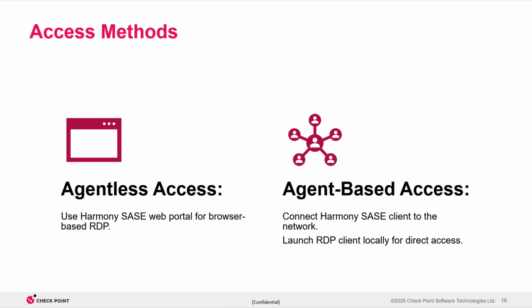Agentless access is perfect for users who need quick browser-based connectivity without installing software. Agent-based access, on the other hand, is suited for employees who require full-featured native access to the internal applications. Both methods ensure secure and seamless connectivity.